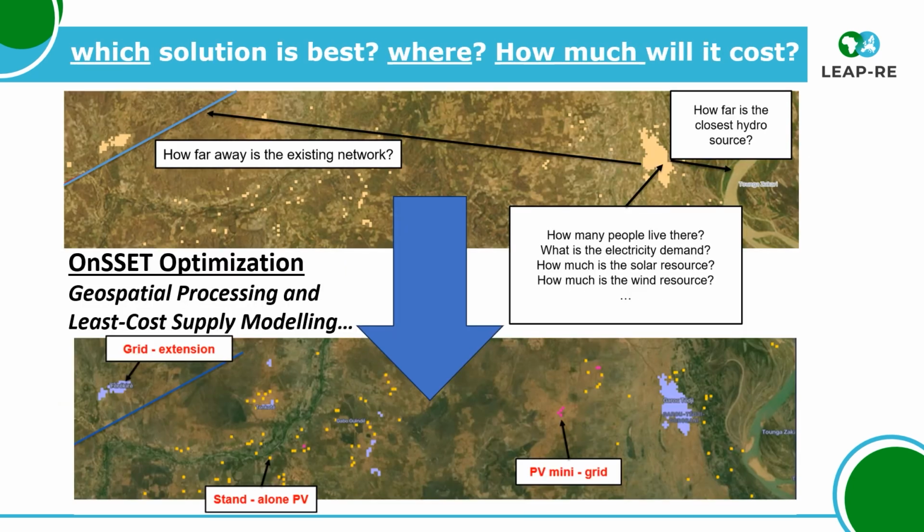OnSSET is therefore the perfect tool to answer our question posed earlier for which settlements should get which options. Using the geospatial processing and least cost supply modeling capabilities of OnSSET, we can answer this question for every settlement in a region or country.